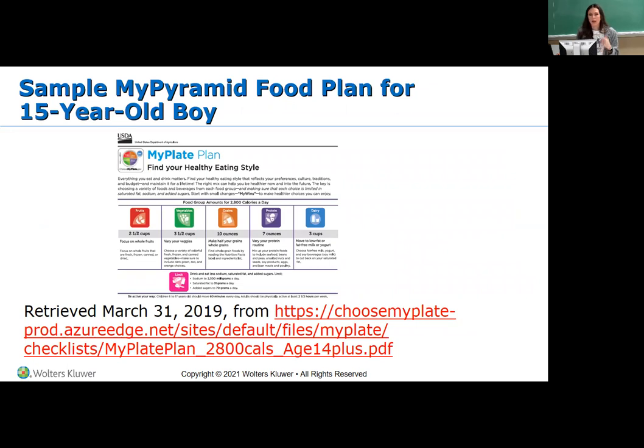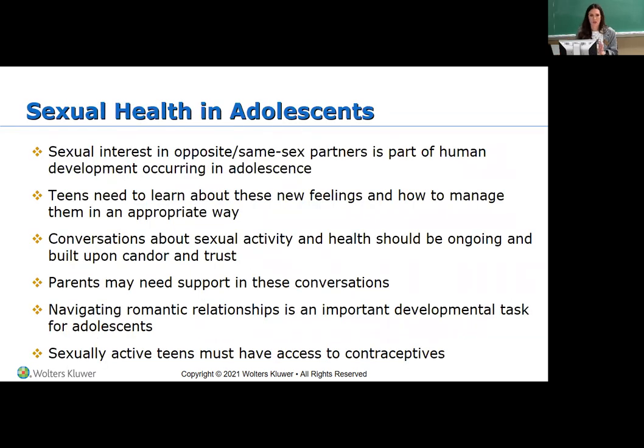Here is how we use MyPlate to help assess nutrition for the kiddos. Here's just an example that you can find on the slideshow of what would be proper food. If we've got an increase in muscle mass growth for our teenage boys, we need to make sure that they're eating enough protein, because that stimulates muscle mass. So those are some things that you can educate teenagers and adolescents on for healthy meal planning.